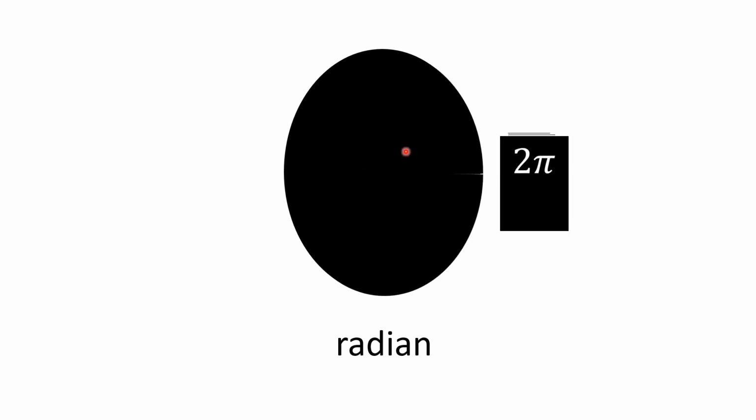And a full circle is 2 pi. Take note that pi is approximately 3.14, so 2 pi is 2 times 3.14, that's 6.28. So 1 full circle is approximately 6.28 radians.